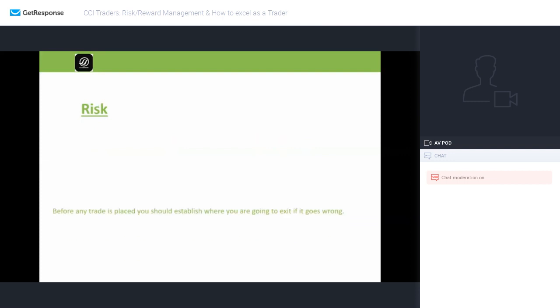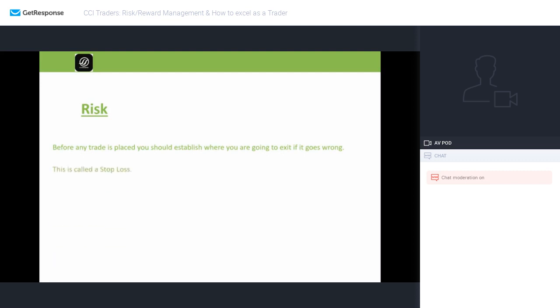So, let's talk a bit more about risk. Before any trade is placed, you should establish where you are going to exit if it goes wrong. Absolutely. Every successful investor always has an exit strategy. An exit strategy from a property deal, an exit strategy if they're investing into a company or into business. They want to know when they're going to get out of that investment. So before any trade, you should have the same. This is called a stop loss. You'll see the word stop loss or the letters SL appear on your broker platform, on the CCI Trader broker platform. Whenever you place a trade, please make sure you use one.